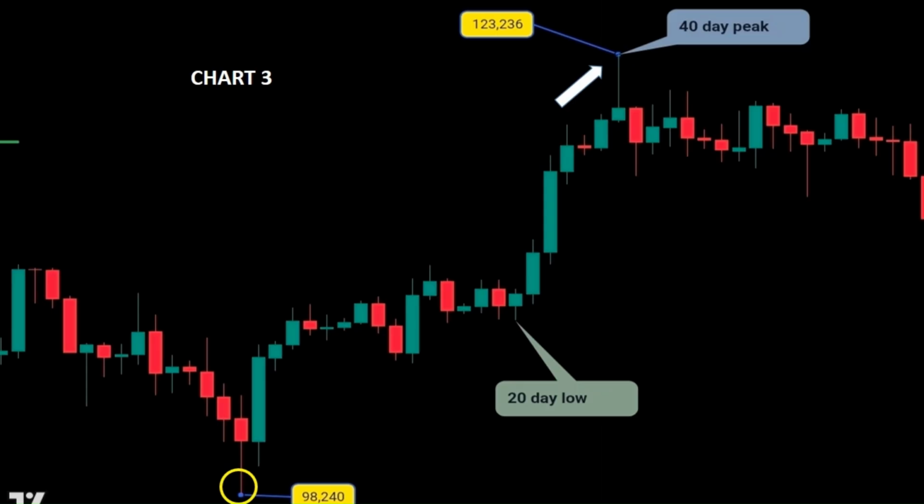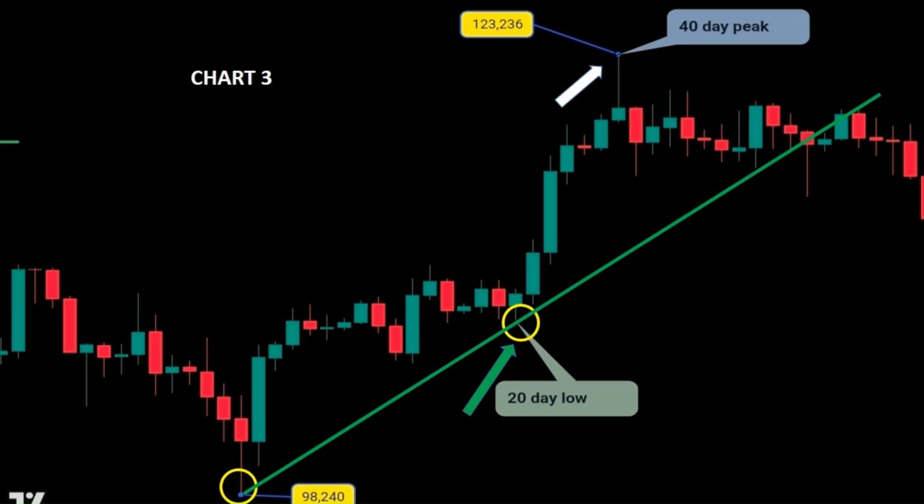In chart number 3, the green arrow identifies the 20-day cycle. From the previous 98,240 low, we draw the 20-day VTL, the green line, meeting the first 20-day cycle low. The market crossed below the VTL at the blue arrow. The crossing confirmed the 123,236 high is the peak of the next longer cycle. Since the troughs are part of the 20-day cycle, the next longer cycle is the 40-day cycle. With a high degree of confidence, we can label the 123,236 high as the 40-day peak.